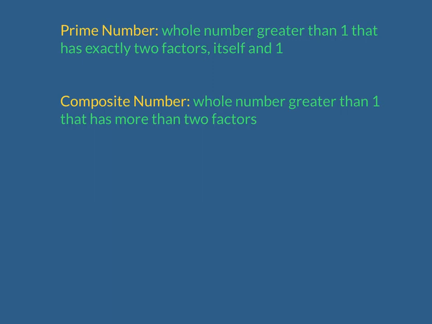The second word is composite number. That's a whole number greater than 1 that has more than two factors. And 0 and 1 are neither prime nor composite numbers.